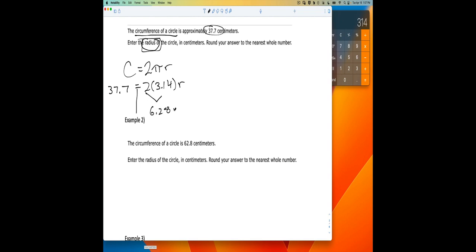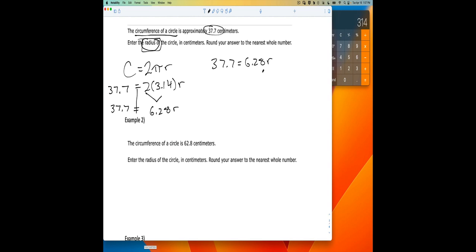Can I get a new calculator? You may. The house is clean. 6.28 is chilling with R. And we're going to solve for R now. We want to find the radius. That was the whole goal. We need to find this radius. We don't know it though.